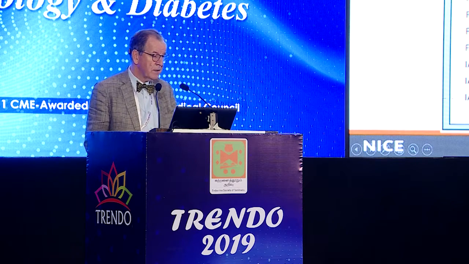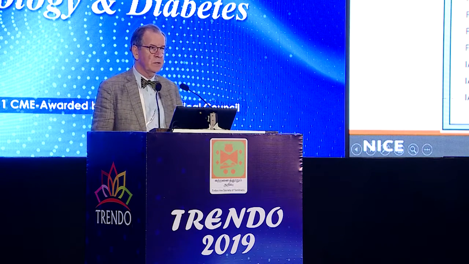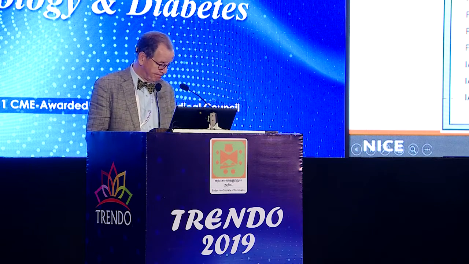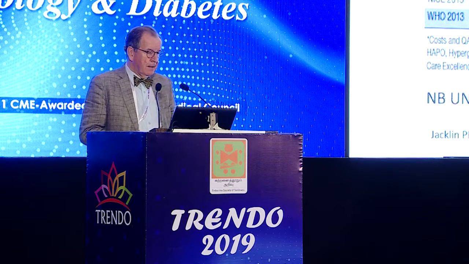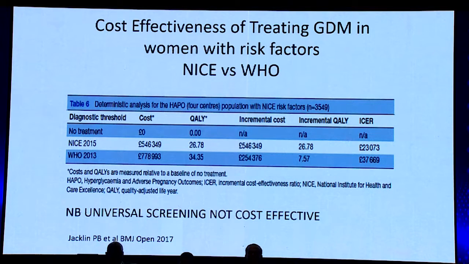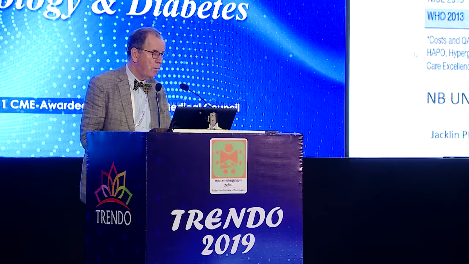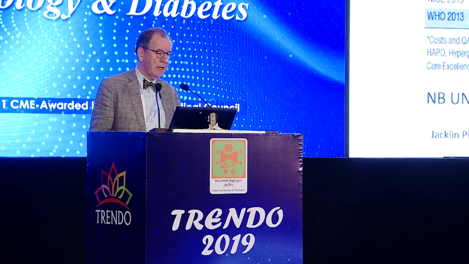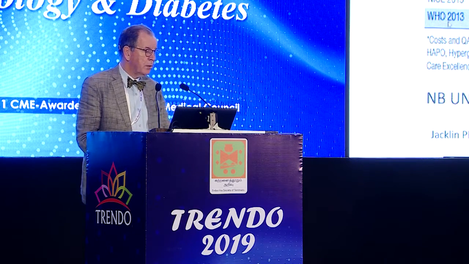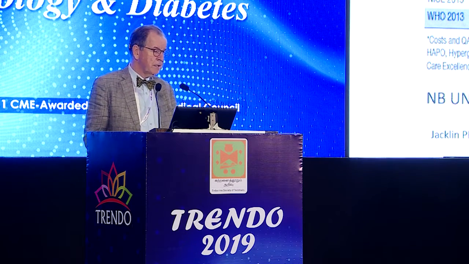Despite that, these were the criteria that NICE adopted, and I'll come and explain in a little bit more detail why that was. So that was a fasting plasma glucose of 5.6 millimoles per litre and a 2-hour value of 7.8. Now, we revised the cost effectiveness data in a recent publication in BMJ Open in 2017, and what we did is we compared directly in this analysis using the HAPO 4-centre population that I mentioned to you earlier with the NICE 2015 diagnostic criteria and the WHO 2013 criteria.